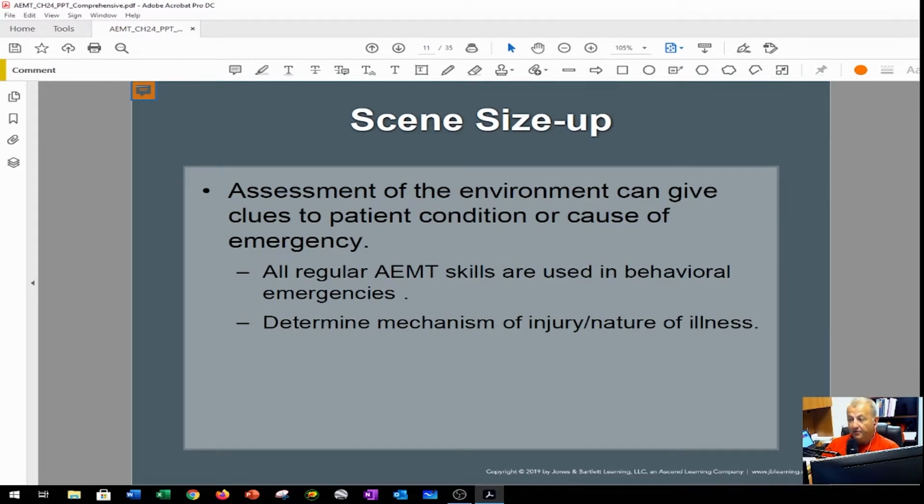Scene size up also goes without saying. We've got to make sure that we're going to be safe. All right, we're looking around that scene. Once we start thinking psych, your spider senses should start going up. Do I see knives around here? Is there anything this guy can pick up and throw at me or hurt me while I'm trying to remove myself? Those sort of things.